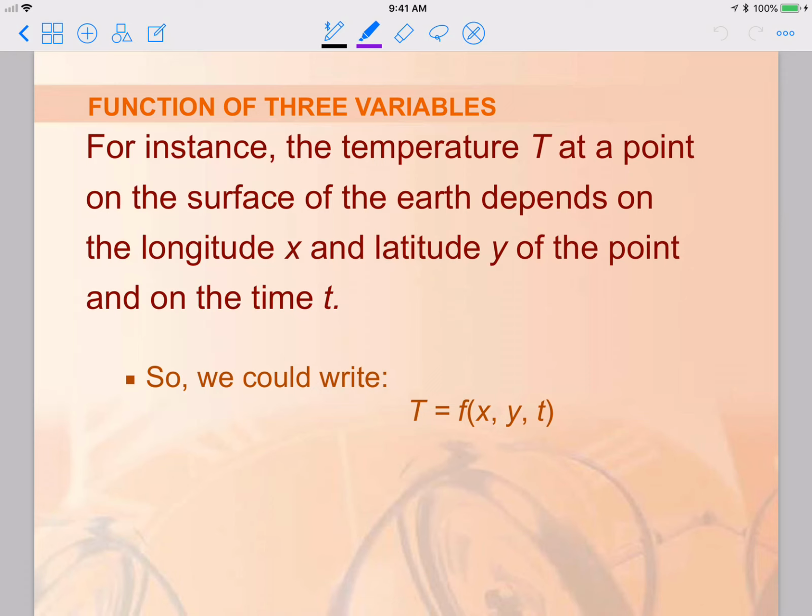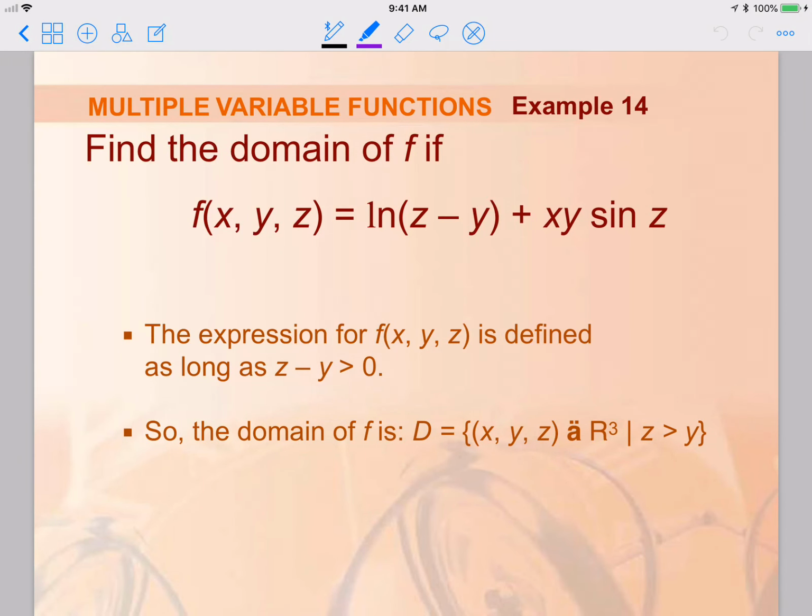Okay. So for example, the temperature T at a point on the surface of the Earth depends on the longitude, the latitude of the point, and on the time t, right? Or you could have the longitude, latitude, and the distance from, I don't know, the center of the Earth or something. The altitude would be it, right? That'd be another way.